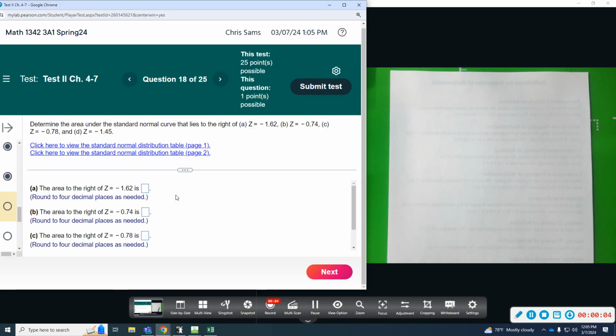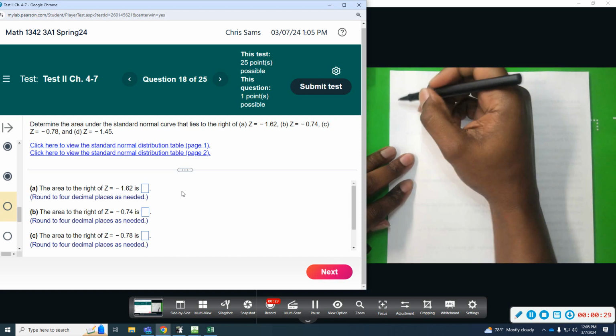Alright, number 18, we want to determine the area under the curve that lies to the right of these four. Anytime I'm looking for the right, I'm just going to look for the opposite number, the positive, and find the area to the left. They're the same because of the property of symmetry. So the area to the right of negative 1.62, I'll just do it a couple times.